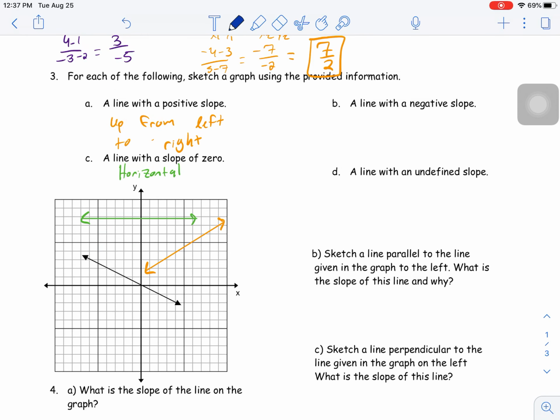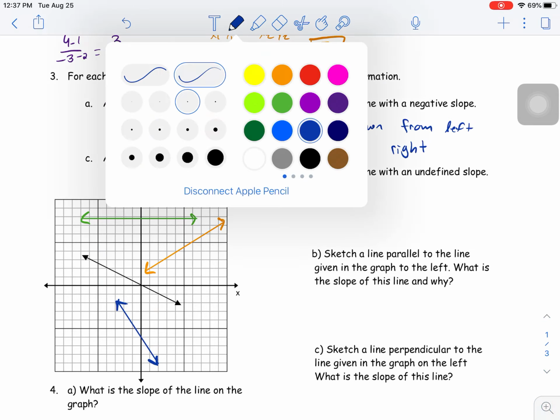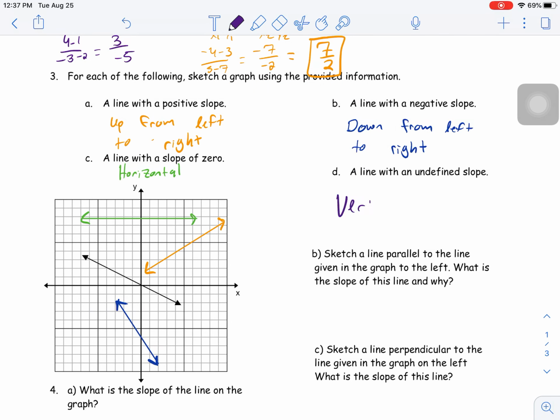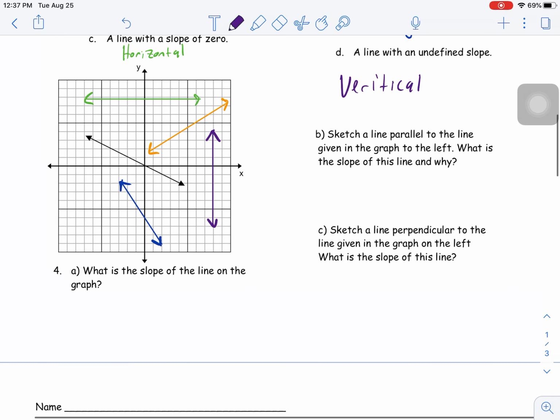Next, it wants a line with a negative slope. So this is going down from left to right. That would be a negative slope. So then a negative slope just needs to be going down if we start on the left and go to the right. It wants a line with an undefined slope. That is our vertical line. Okay, so then that is just going to be a line that's going straight up and down on the graph somewhere. Remember, lines always have to have arrows on each end.